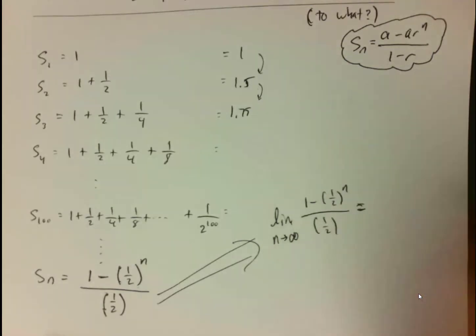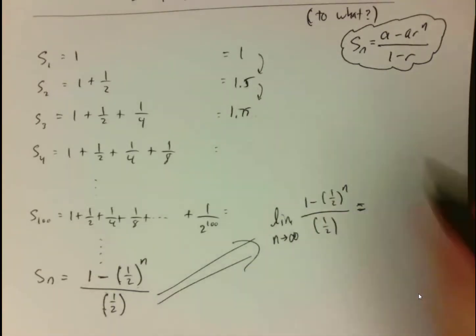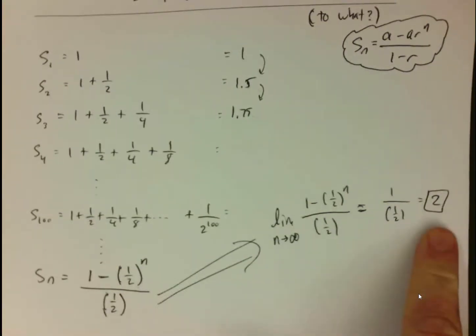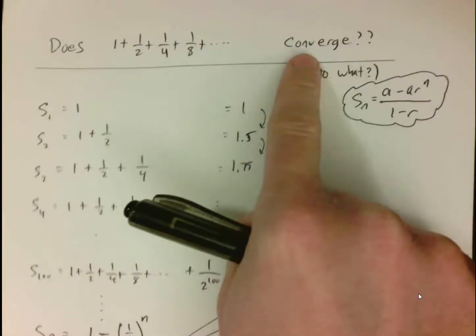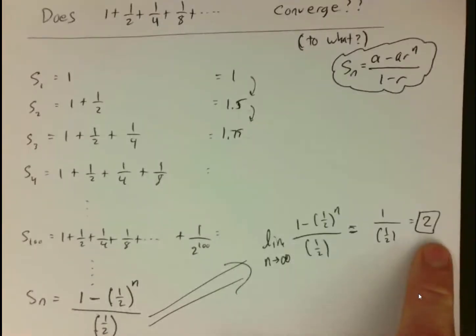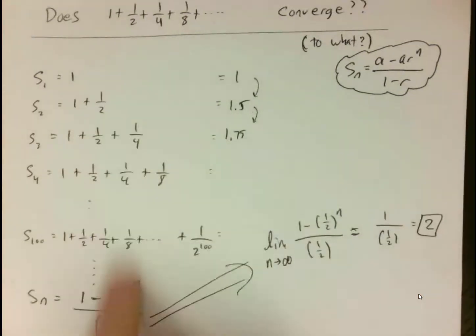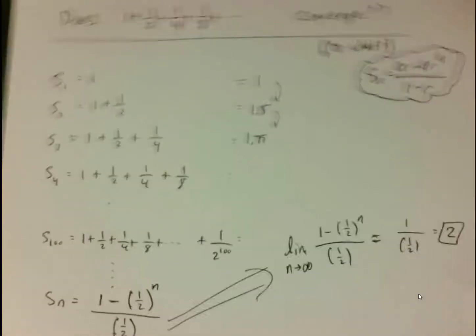And the intuitive answer seems to be that this part is approaching 0, so I'm left over with 1 divided by 1/2, which is the same thing as 2. So what that's telling me is that my original infinite series seems like it's approaching the value 2. And I did that by looking at the sequence of partial sums. All right, let's do that same thing in general, and then I'll have an even more general point to make.